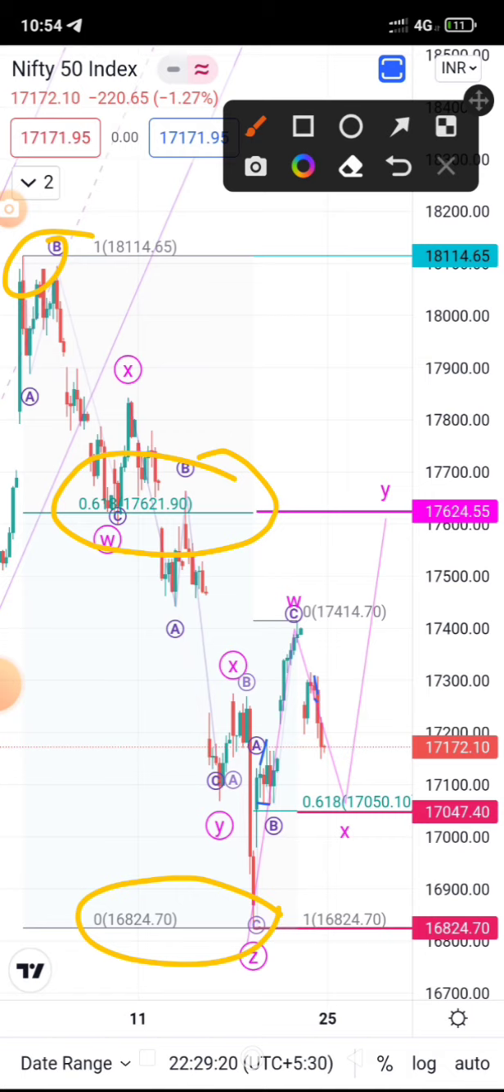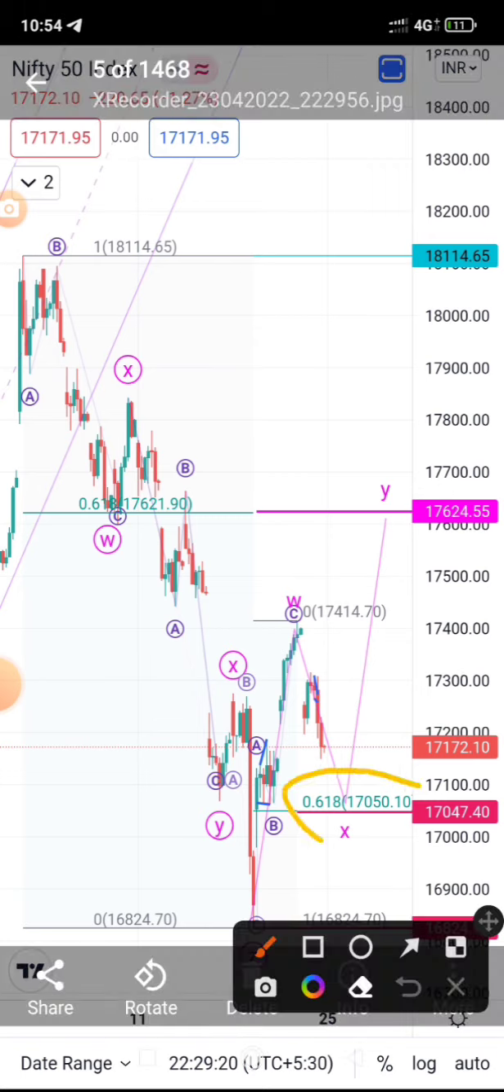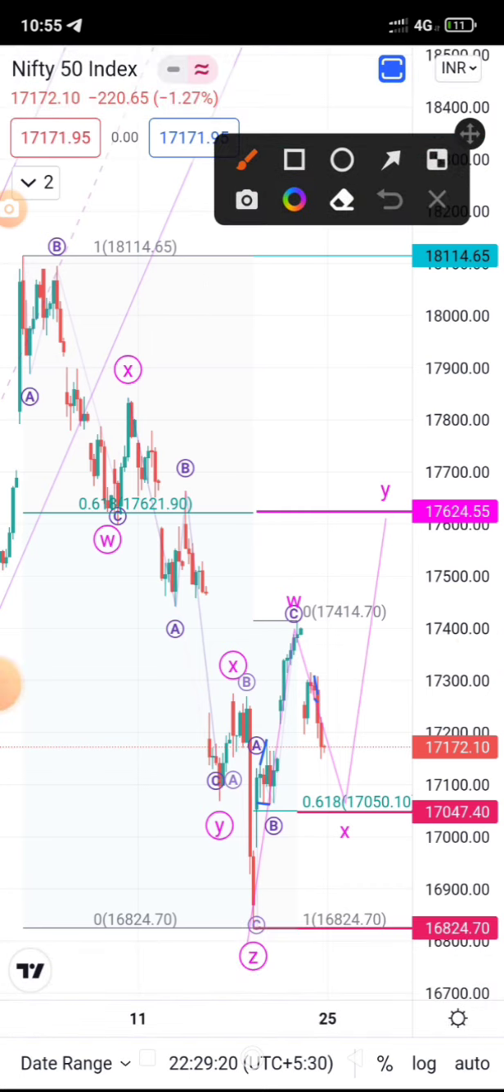So what we were saying since the beginning of the pullback is Nifty is going towards this. So pretty much in line with that view. On Monday, we need to watch the price action near this 0.6 Fibonacci. So again, from where this 0.6 Fibonacci came, when you plot using the Fibonacci retracement tool on these levels, you get 0.6 Fibonacci as 17,050.